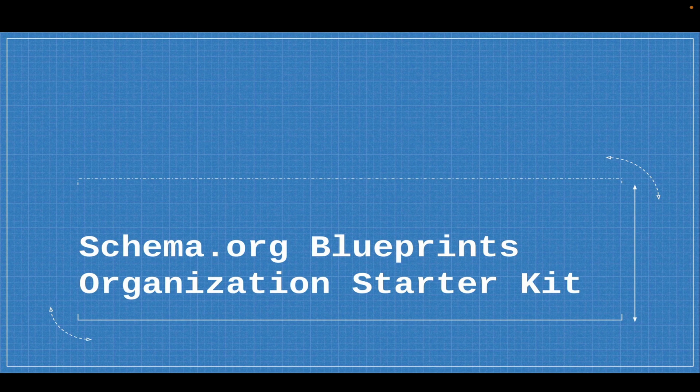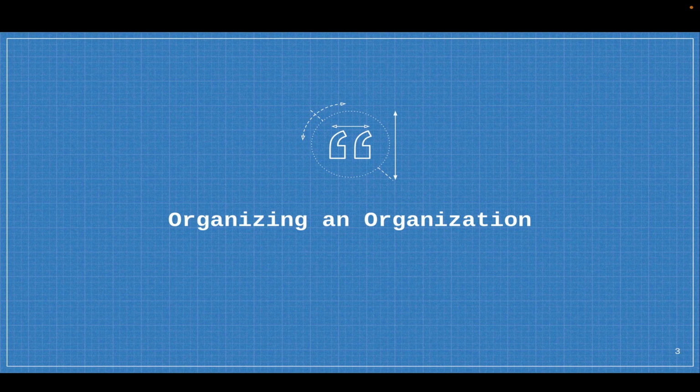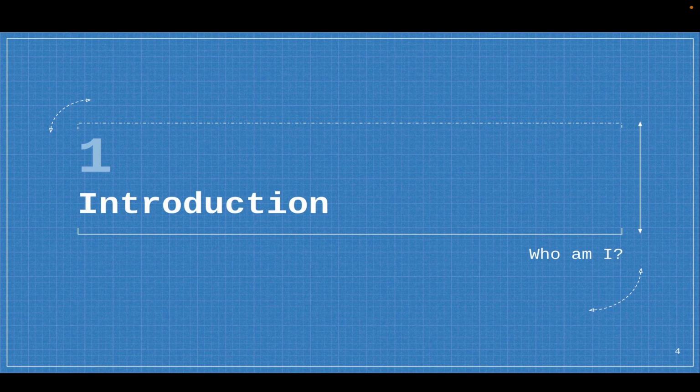Hi, this presentation is going to be about the Schema.org Blueprints Organization Starter Kit. It's all about organizing an organization, how to structure an organization's hierarchy, their members, their departments. But first, let me do an introduction.